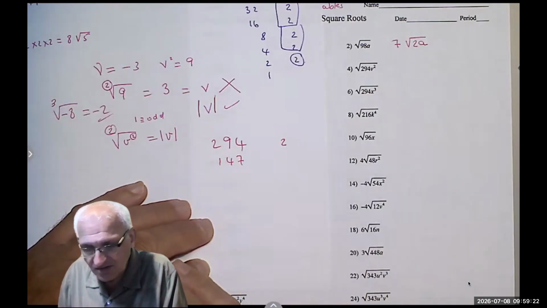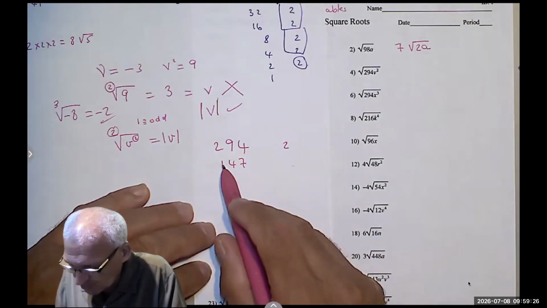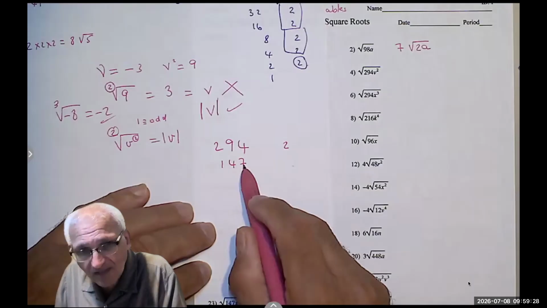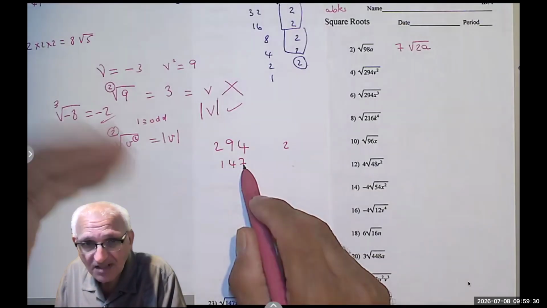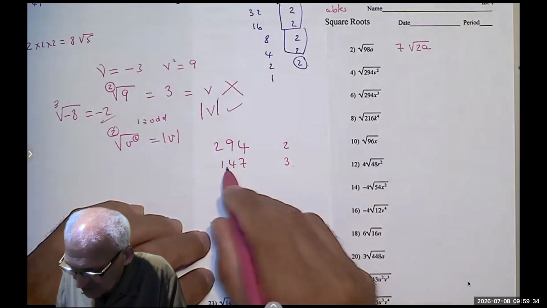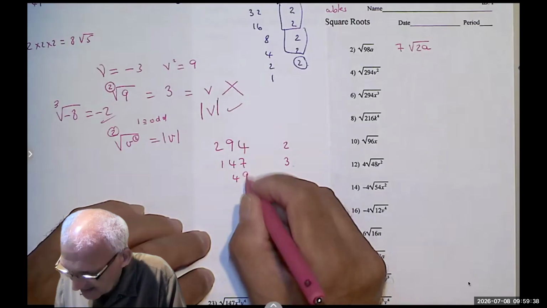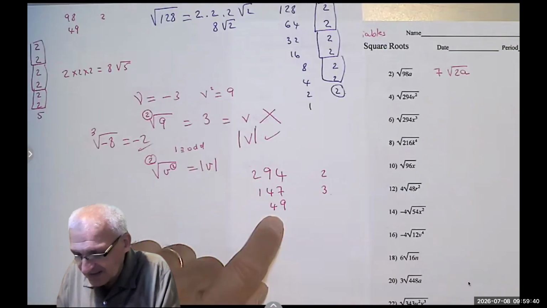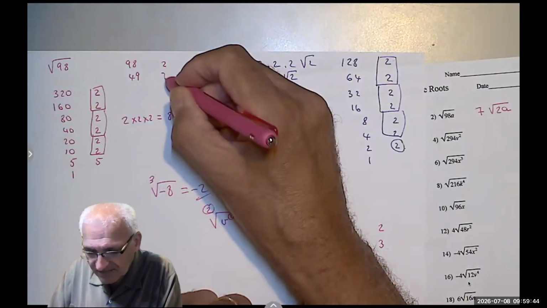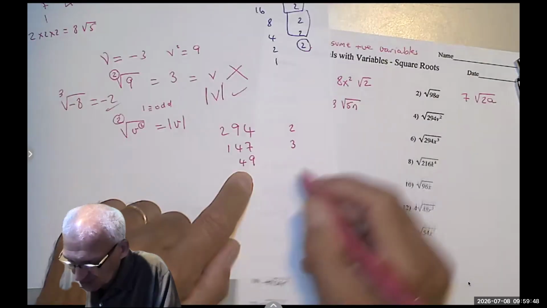147 is odd, so it's not divisible by 2. But it might be divisible by 3. Let me add 1 and 4, 5 and 7, 12. Yeah, 12 is 1, 2, meaning divisible by 3. So I'm going to divide it by 3. Divide 14 by 3, I get 4. And 27 by 3, I get 9. Oops, the familiar 49 again, meaning 7, 7, 7, 1. Two sevens, right? Two sevens.